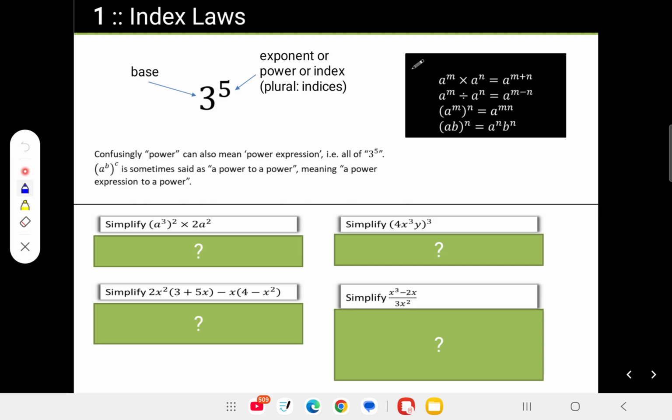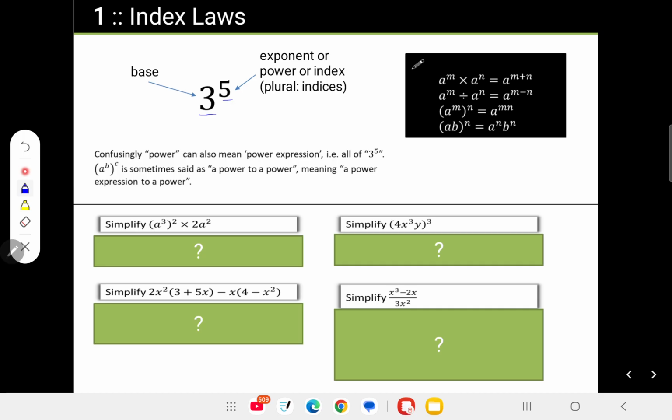So the first section is index laws. This is the very basic thing: if you have some number with a power, then this number over here in this example is called the base, and 5 is called the power or the exponent of the number.